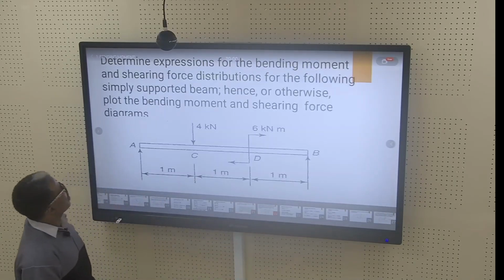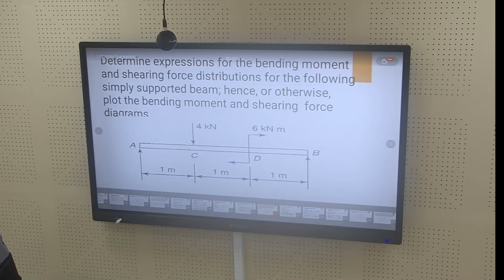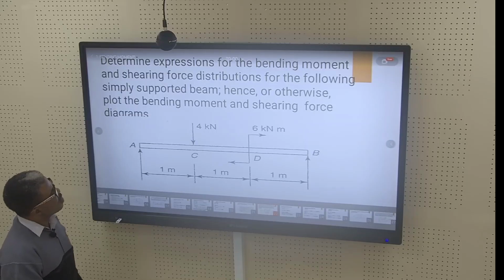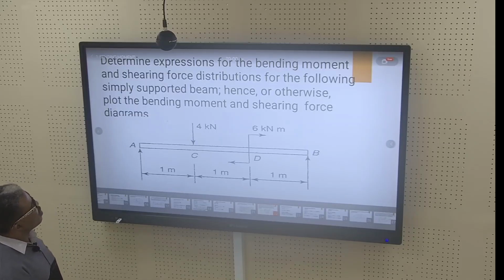See the 5th example. Determine the expression for the bending moment and the shearing force distribution for the following simply supported beam. Otherwise, plot the bending moment and shearing force diagrams.